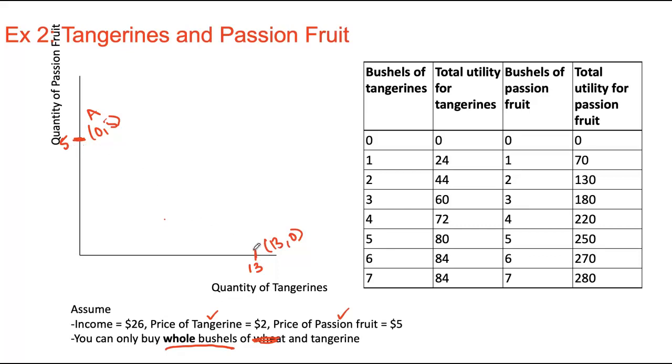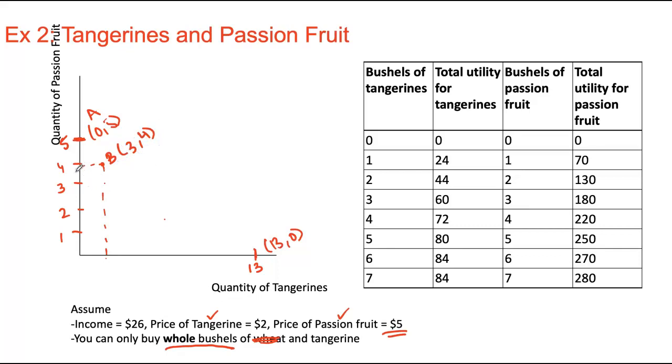How do you get to those possibilities? I would advise always start with the good that is relatively more expensive. So in our case, that's passion fruit. Let's gradually reduce our consumption of passion fruit, and we can correspondingly find the units of tangerine that are possible with each of these consumption levels of passion fruit. So for example, if I reduce my consumption of passion fruit from 5 to 4, how many tangerines will I be able to afford? Now 4 times 5 is 20, so I'm spending $20 over here. With $6 left, I can buy only 3 tangerines. So that gives me another consumption bundle, and that's my bundle B, (3, 4).